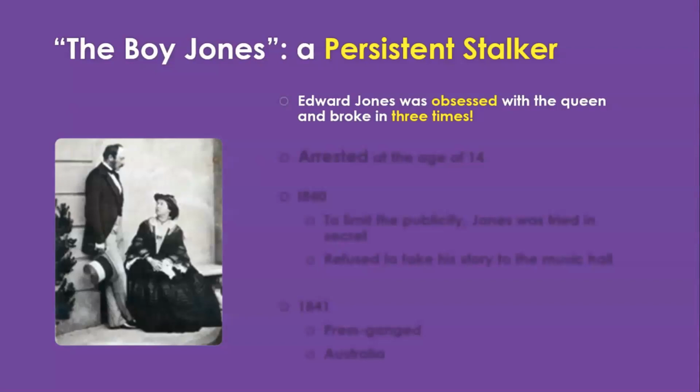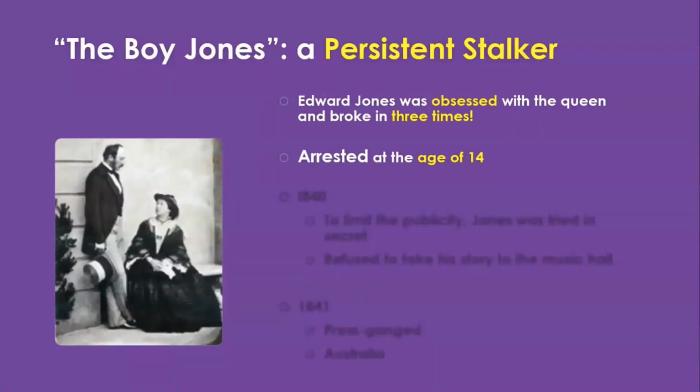His name was Edward Jones. He was obsessed with the Queen, and in fact, he broke into her royal palace three times. The first time, he was arrested at the age of 14. He broke into Buckingham Palace, disguised as a chimney sweep. He was captured with a pair of Victoria's undergarments down his trousers.